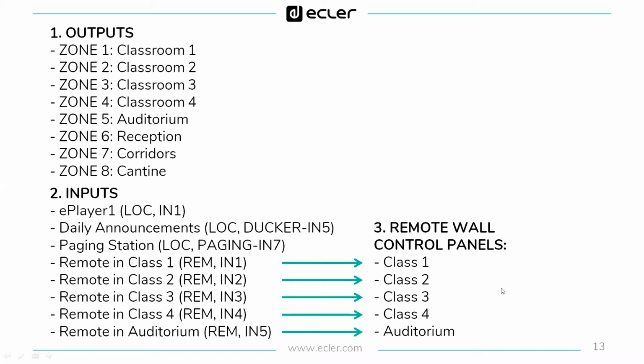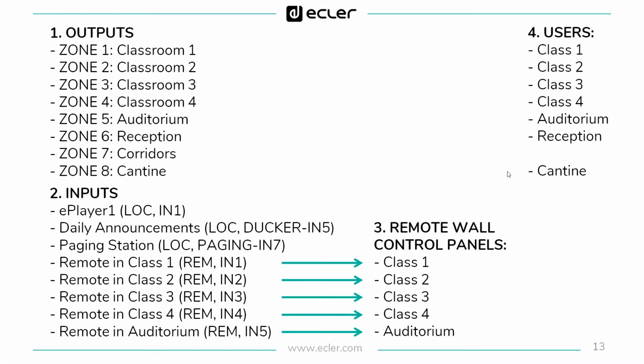Now there is only left to do the pilot panels, the panels that will be seen from the pilot application. For this, we need to first identify who the users are. We will need a user in class 1, a user in class 2, another one in class 3, the auditorium, one user in reception, and another user in the canteen.